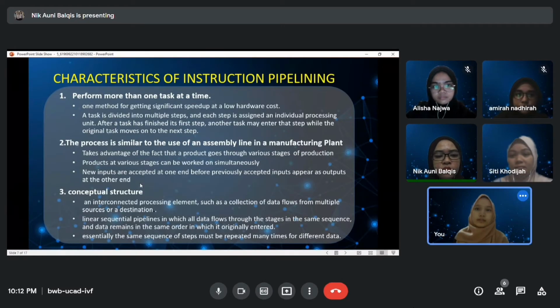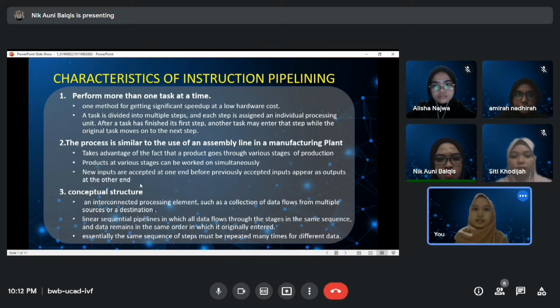A characteristic of instruction pipelining is that it performs more than one task at a time. It's also one method for gaining significant speedup with low hardware cost. In this technique, a task is divided into multiple steps, and each step is assigned an individual processing unit. After a task has finished the initial step, another task may enter that step while the original task moves on to the next step.